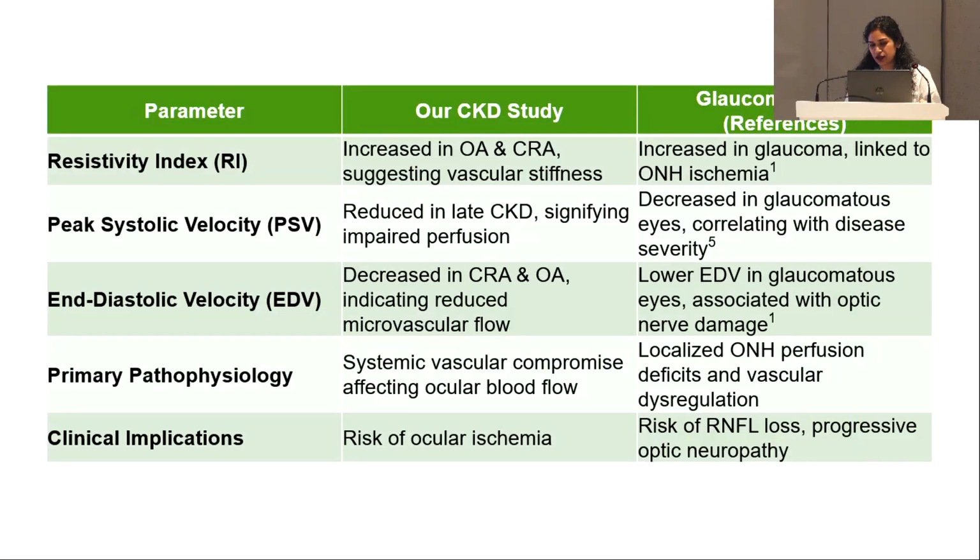Here, there's a comparison between previously done studies and our study. In our study, we've seen an increased resistivity index in the ophthalmic artery and central retinal artery, which is already proven in previously done studies. There's a same correlation that the primary pathophysiology could be systemic vascular compromise affecting ocular blood flow. And in a previously done study, it's optic nerve hypoperfusion deficit and vascular dysregulation.